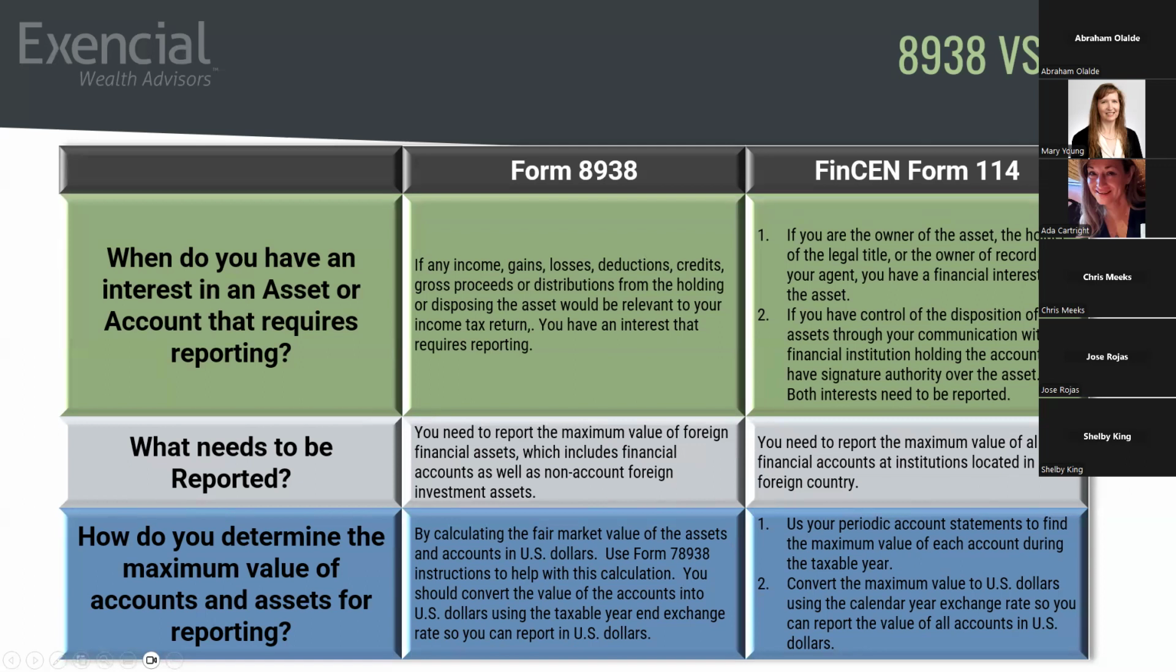How do you determine the maximum value of the accounts and assets for reporting? It's the aggregate value. So like I mentioned earlier, they can have multiple accounts of $3,000 each. If they exceed the $10,000, then they have filing requirements. In that case, it was for the FBAR.